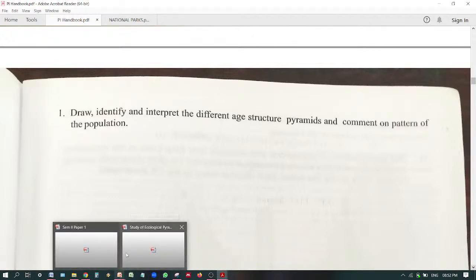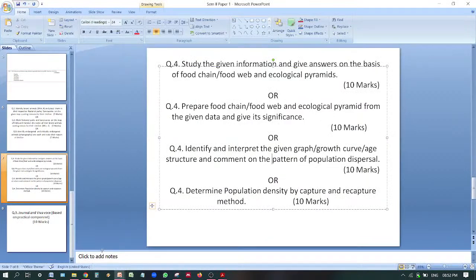So basically what I wanted to say is such types of graphs will be given to you. Now, then determine the population density by the capture and recapture formula. That we have done. Sanjay Gandhi National Park population was given, and after that we were asked to do the capture and recapture. I hope you all remember that. So all such questions we have already solved. I am not going to repeat the solving part now.